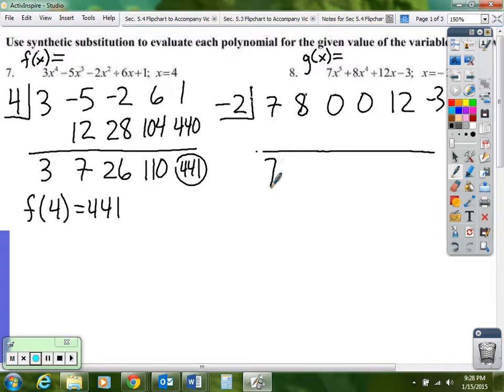Drop the 7. Negative 2 times 7 is negative 14. Add 8 and negative 14 is negative 6. Multiply negative 2 times negative 6. Negative times negative is a positive. 12. 0 and 12 is 12. Negative 2 times 12 gives us negative 24. 0 and negative 24 is negative 24. Multiply. Negative 2 times negative 24. Negative times negative is a positive. 48.